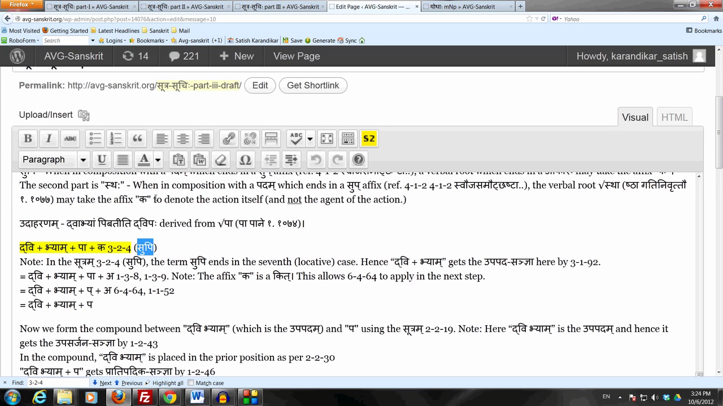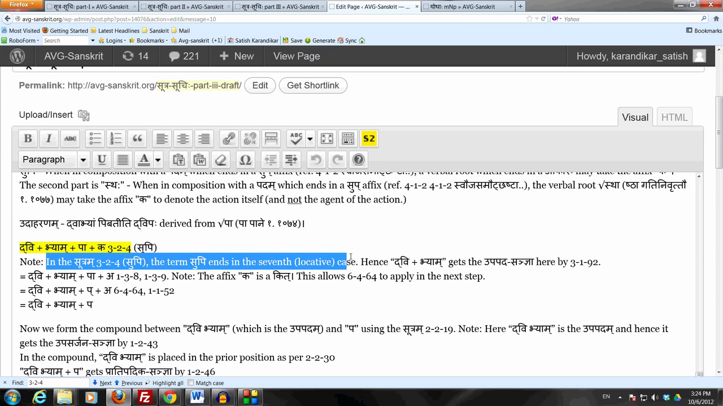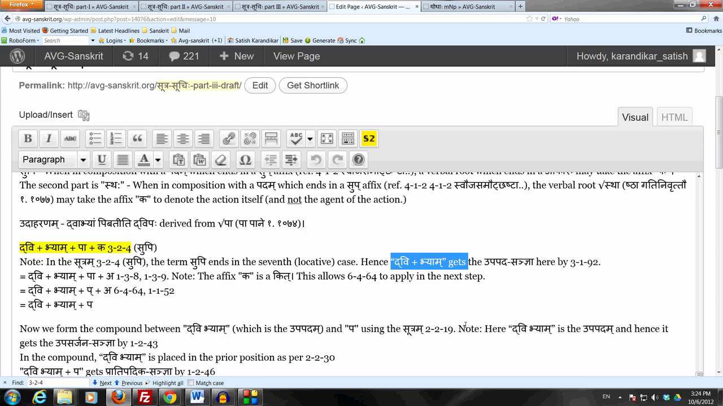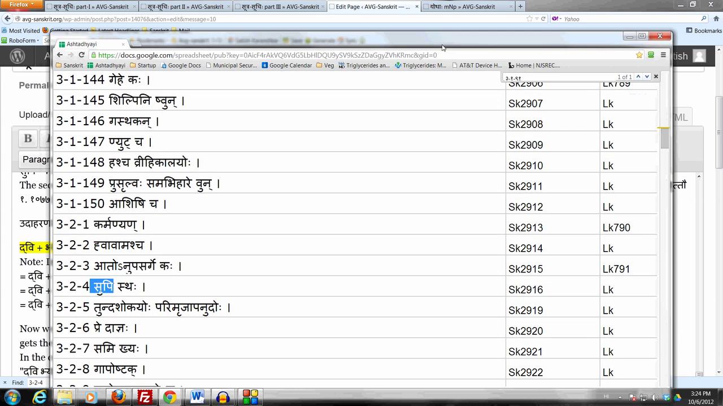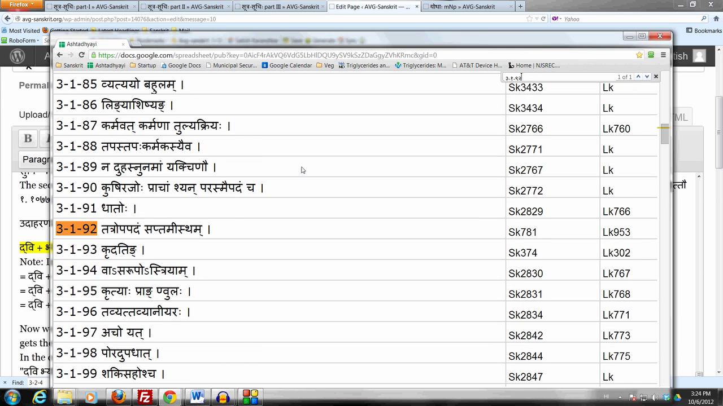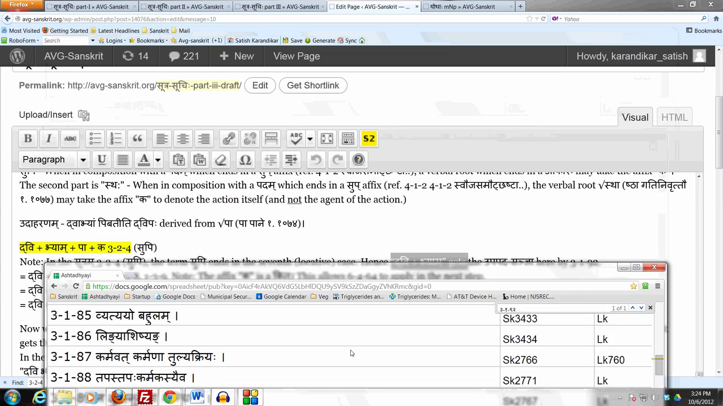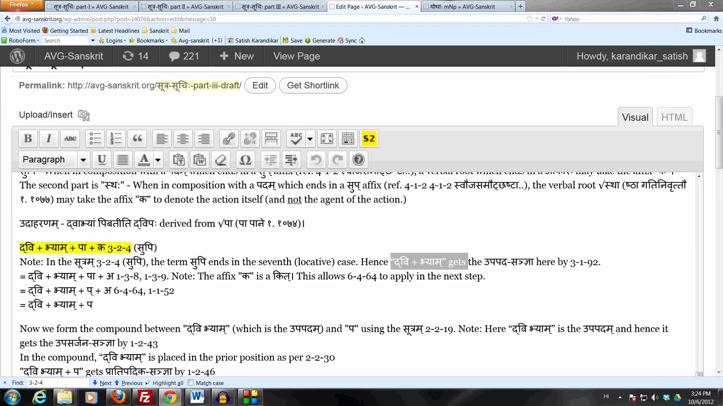Now the derivation is straightforward. The supi in the sutram ends in the locative case, the seventh case. Hence dvi bhyam gets upapada sanya by tatropapadam saptami stham, because supi is ending in the saptami vibhakti. So dvi plus bhyam gets upapada sanya. And then we do anubandha lopaha for the affix ka. The initial kakaraha is an it by halantyam, then tasya lopaha, and this affix ka is a kit. It has kakara as an it, and that allows the sutram ato lopa iticha.